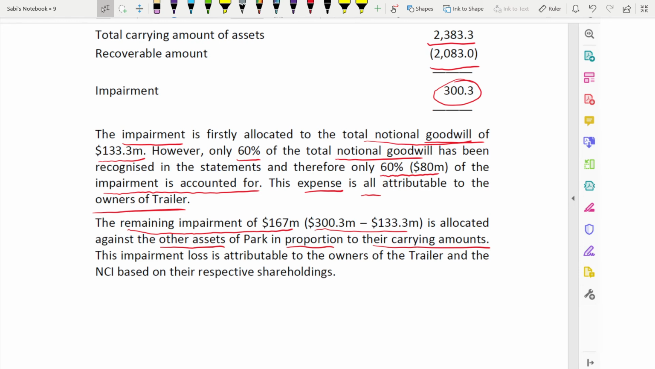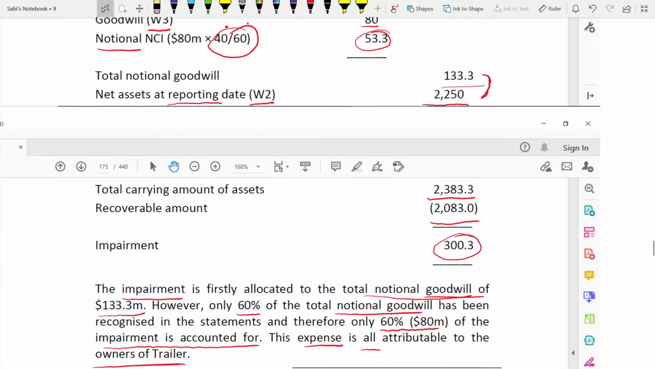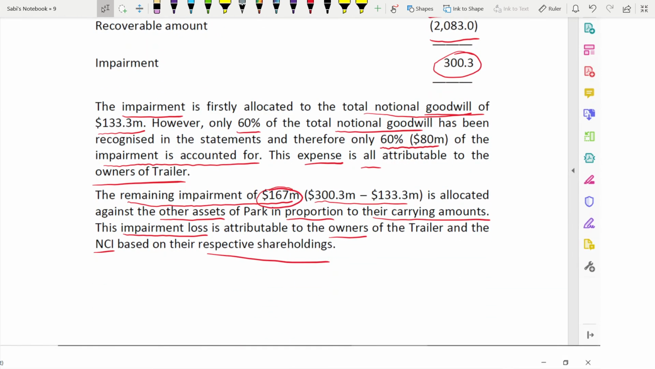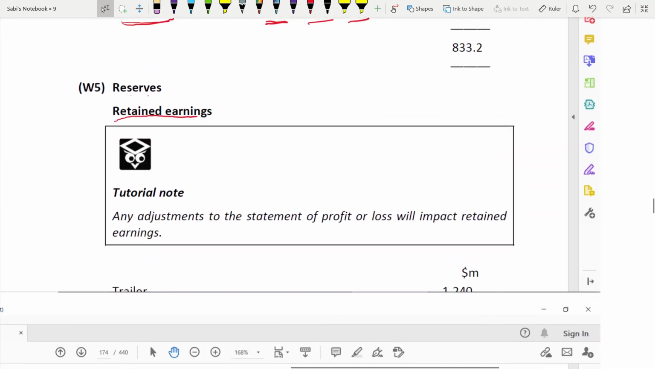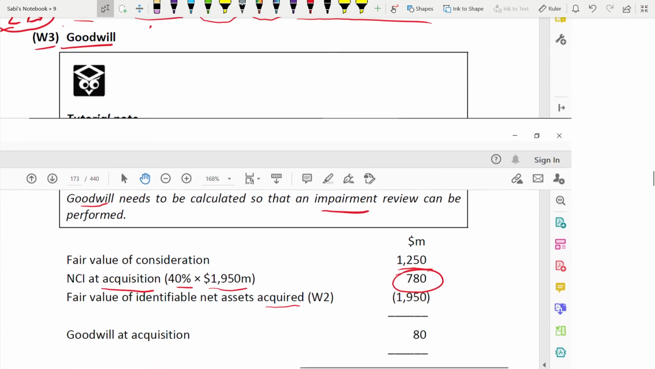This impairment loss is attributable to the owners of the parent and the NCI based on the respective shareholdings. How will this impairment loss go? To the owners and the NCI based on their respective shareholding, 60 and 40%. So now we know how you got this 167. This is the remaining impairment after you have allocated against the goodwill, 167.